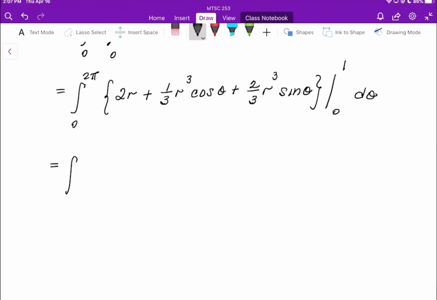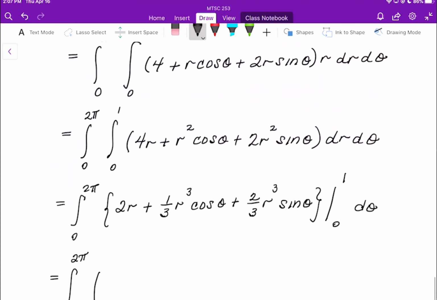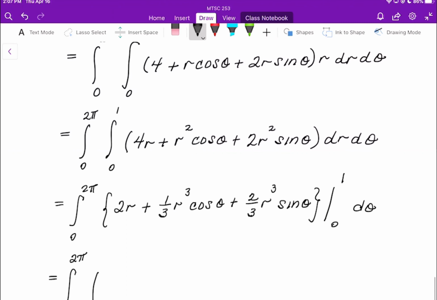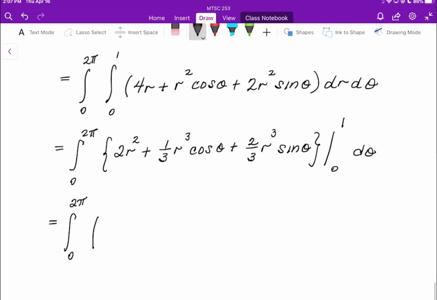So I get the integral from 0 to 2 pi. Shouldn't it be 2r squared? 4r integrated, oh, this is 2r squared. Yes, that's correct. Thank you. I thought you were talking about the other ones, the cubes, but that is correct. I agree with you.